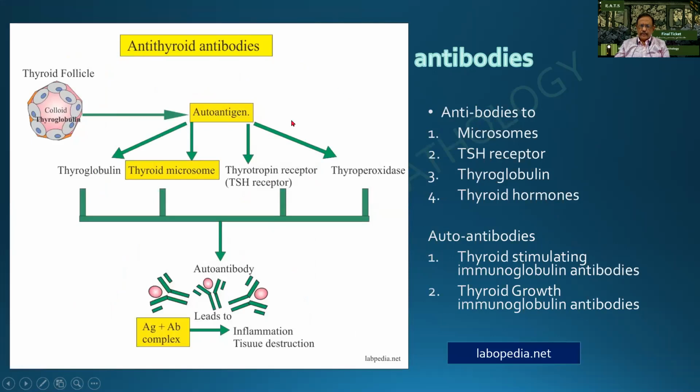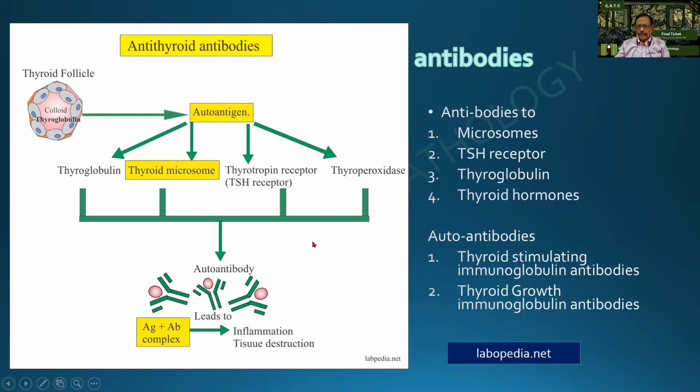This again is a superb picture that has been taken from labpedia.net. Worth remembering. What are all the thyroid antibodies? This is a thyroid follicular cell and follicle lined by the flattened cells, and these are all the various antigens: thyroglobulin, thyroid microsome, thyrotropin receptor, and thyroperoxidase. These are all the antigens against which antibodies will be produced, and these are the autoantibodies, which will be leading to an antigen antibody complex, subsequently resulting in inflammation and tissue destruction.